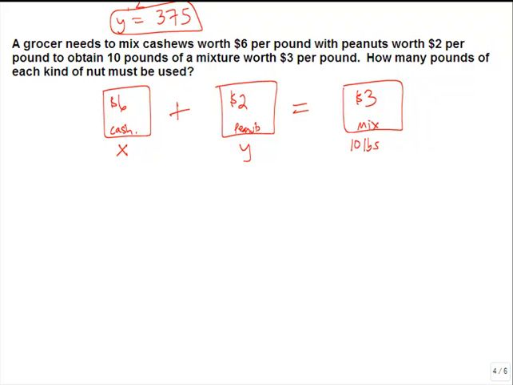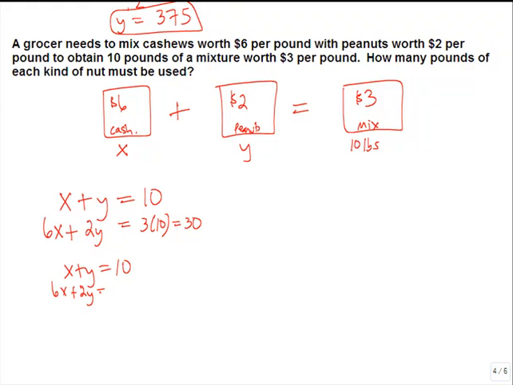Now your first equation always comes from that bottom row. The number of pounds of cashews plus the number of pounds of peanuts has to total 10 pounds total. So x plus y has to equal 10. The second equation always uses the rates. So we're going to do rate times amount plus rate times amount equals rate times amount. So 6x plus 2y equals 3 times 10, or 30. So here's my system. x plus y equals 10, and 6x plus 2y equals 30.